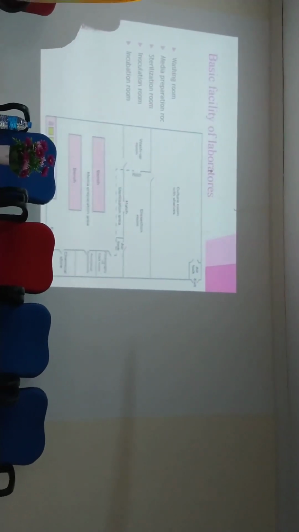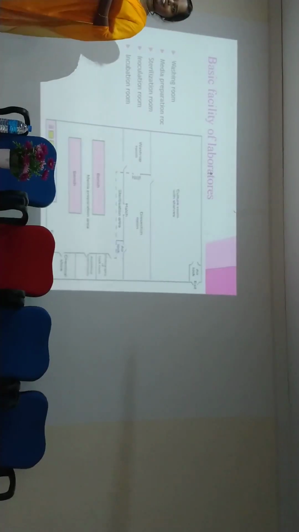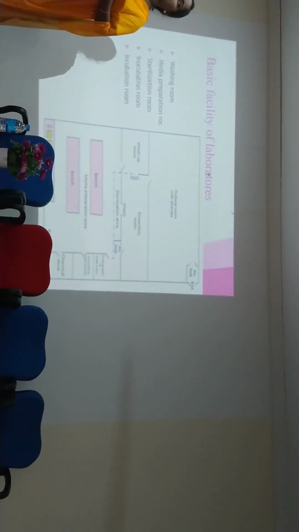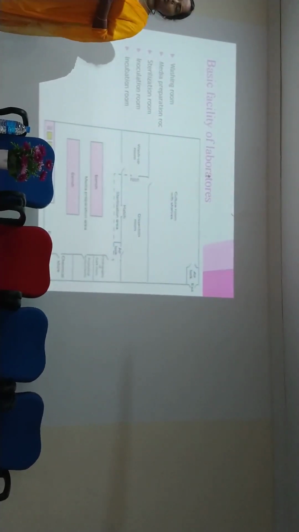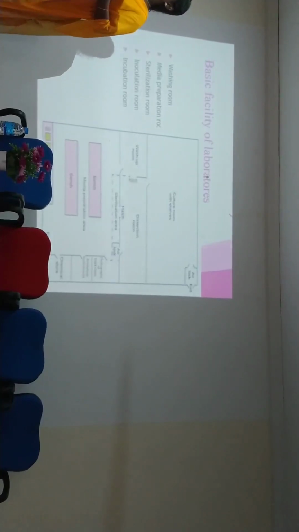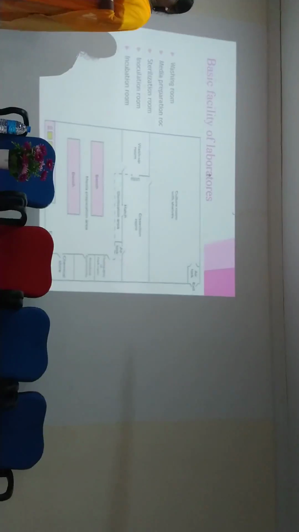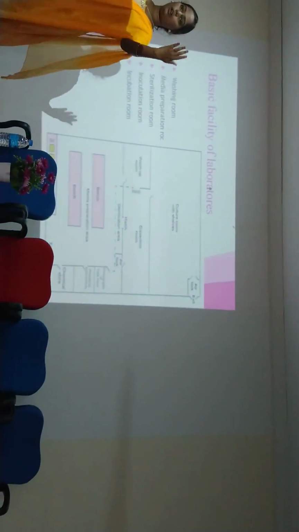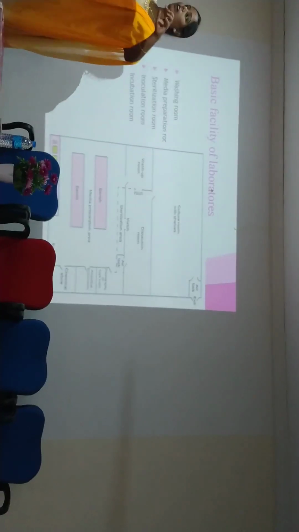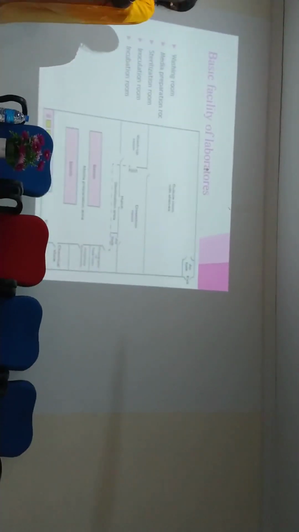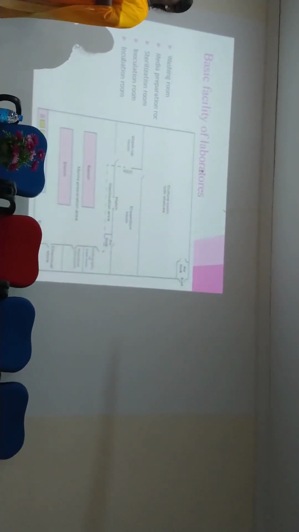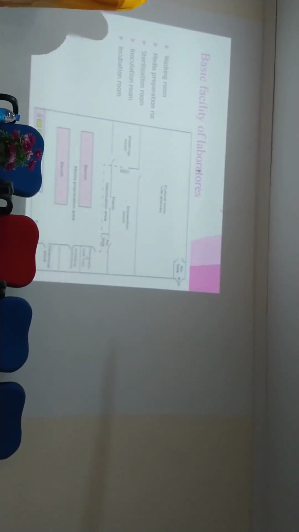After that, followed by a washing room. If the medium gets contaminated, or if you want to wash the bottles or conical flasks or whatever it may be, we need a washing room. Then all of this should be in one row. And next, we have to establish the inoculation room, which we call the inoculation chamber.